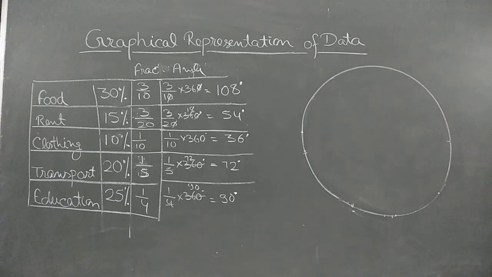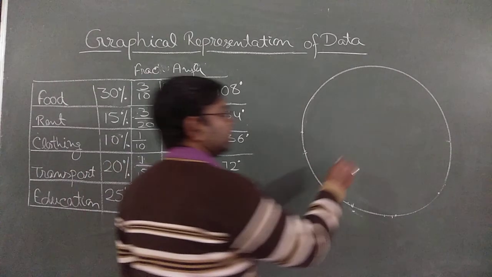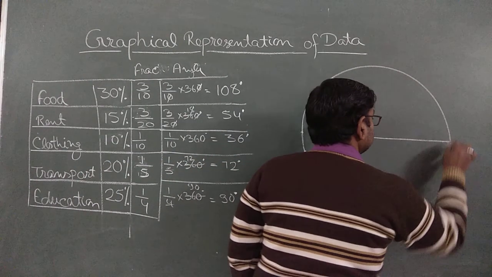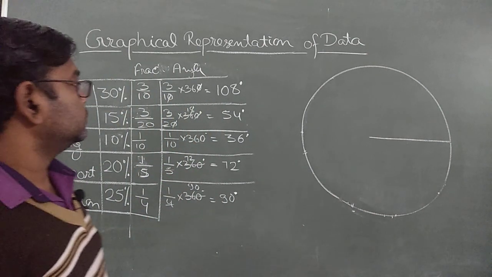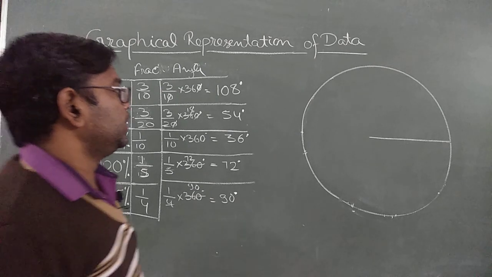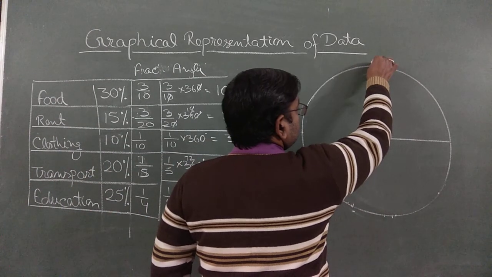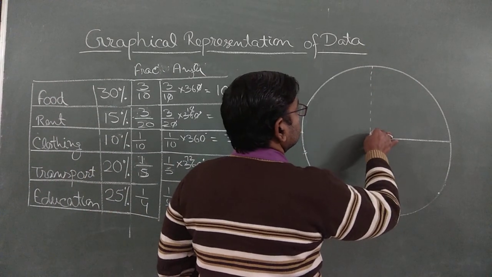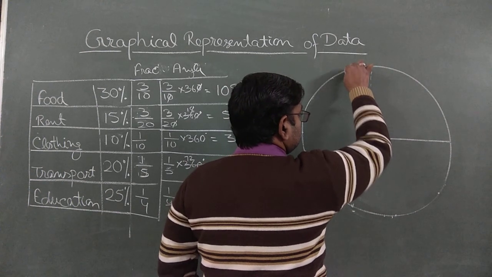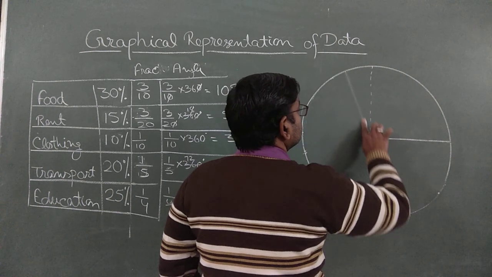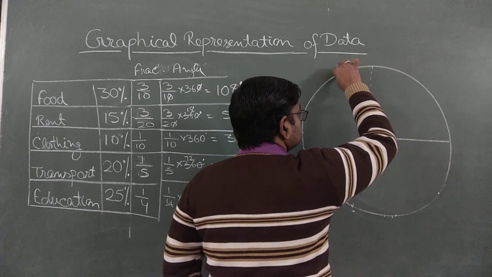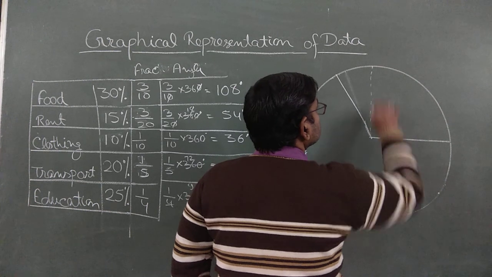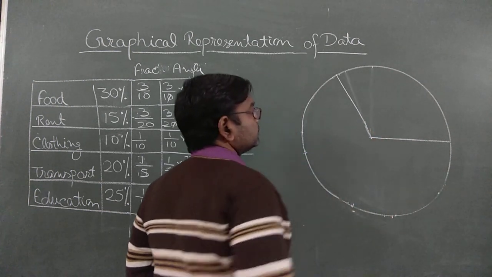Now it is our work to plot the angles. For this we draw a circle by using a compass, draw one radius and take this radius as an arm. So the first one is your 108 degree. As we know, this is your 90 degree, so this must be your 100 degree, and this is near about 108 degree. This is your 108 degree. Clear?